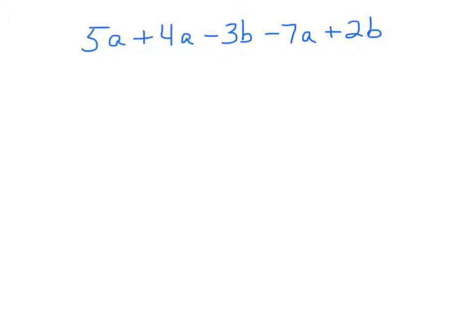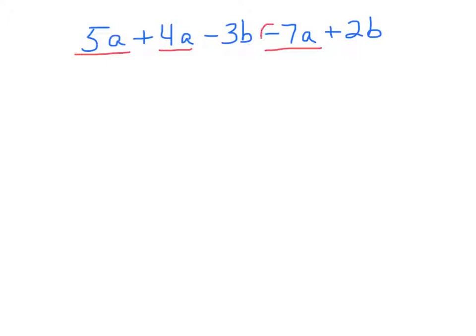Oftentimes, when adding and subtracting terms, the identical terms will not be together. And here is an example. You can see that I have some identical terms. I have 5a, 4a, but then the subtract 7a is not right next to it. I can still go through and just add and subtract. The 5a plus the 4a is equal to 9a. And then it says subtract 7a.